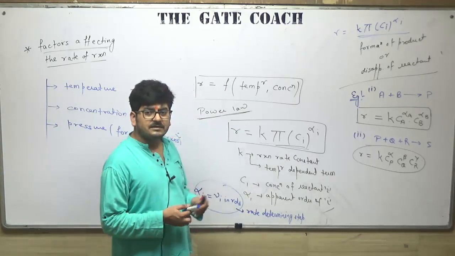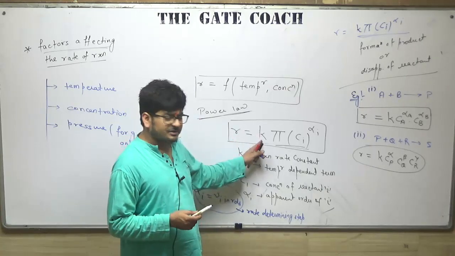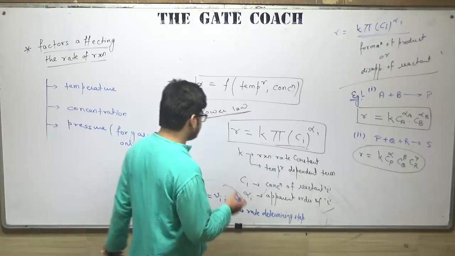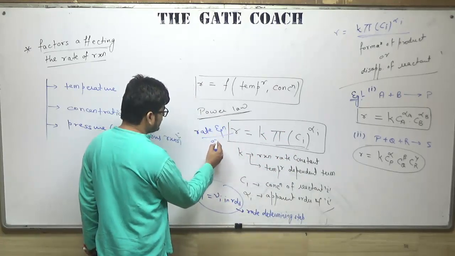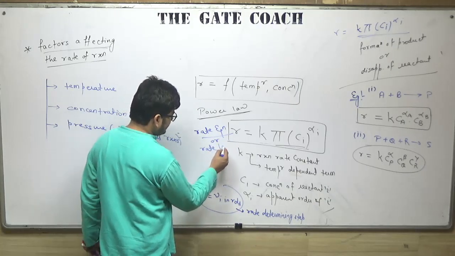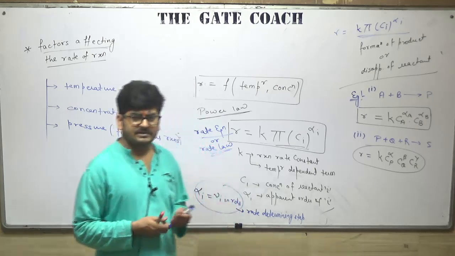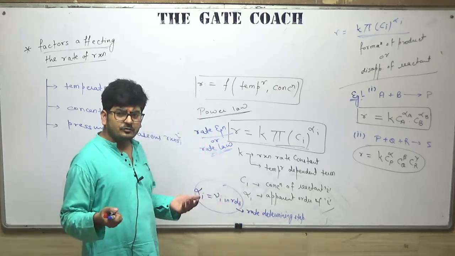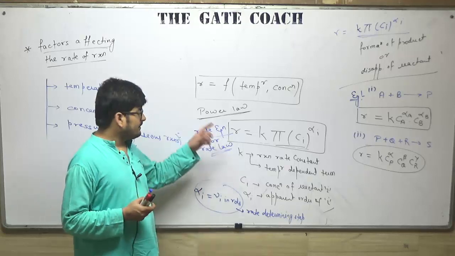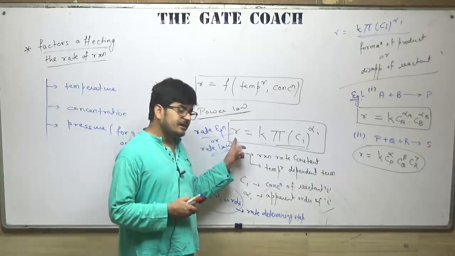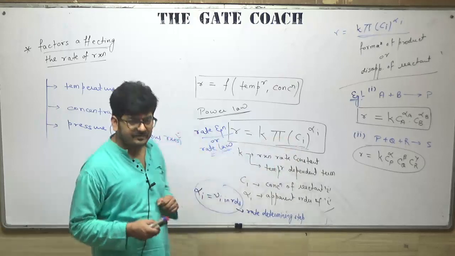The mathematical relation between rate of reaction, reaction rate constant and concentration of reactants is known as the rate equation, also known as the rate law. Remember this. In an interview, if someone asks you what is the rate equation, then the rate equation is the mathematical relationship between rate of reaction, rate constant k and concentration of reactants.